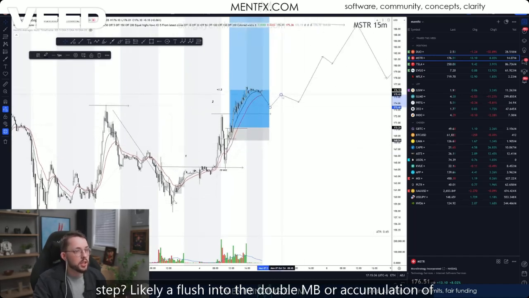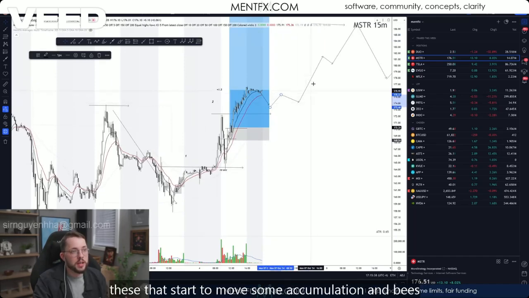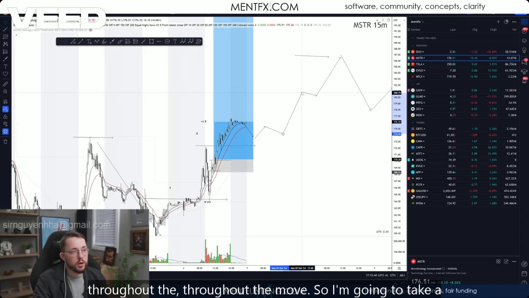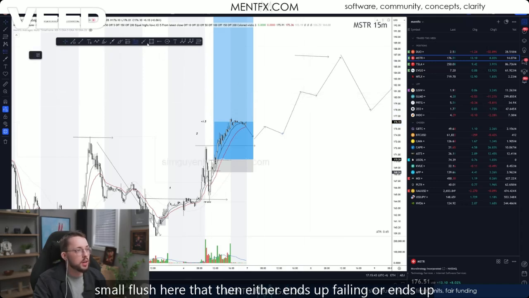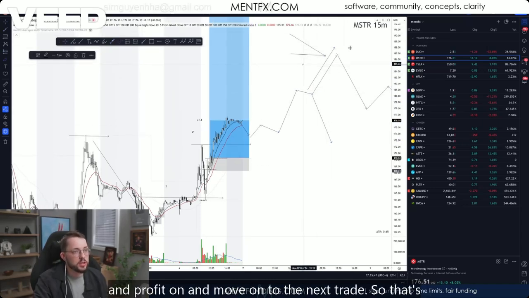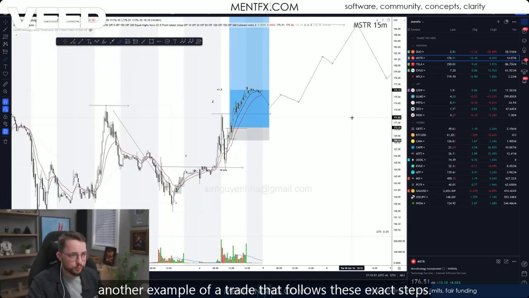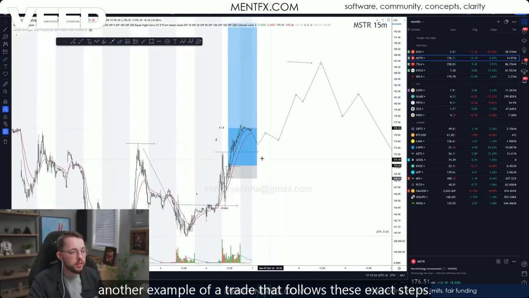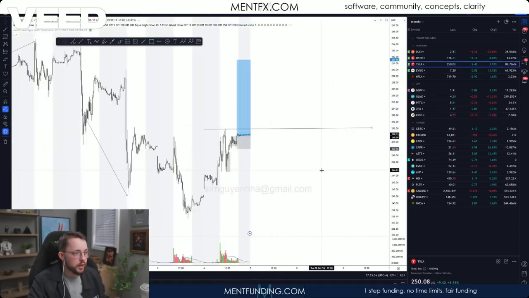Likely a flush into the double MB or accumulation MBs that start a move, some accumulation MBs throughout the move, maybe a small flush here that then either ends up failing or ends up going for a crazy run that I can close most of my position and profit on and move on to the next trade. So that's another example of a trade that follows these exact steps.